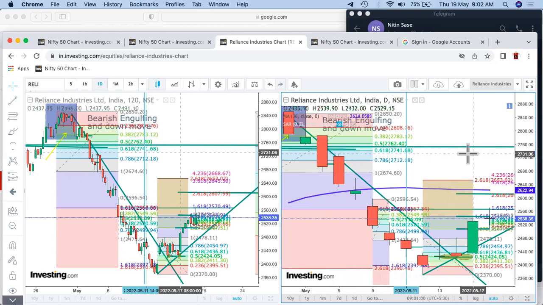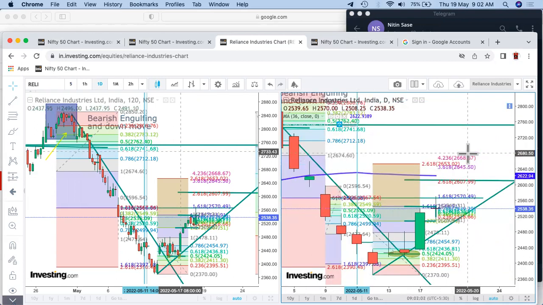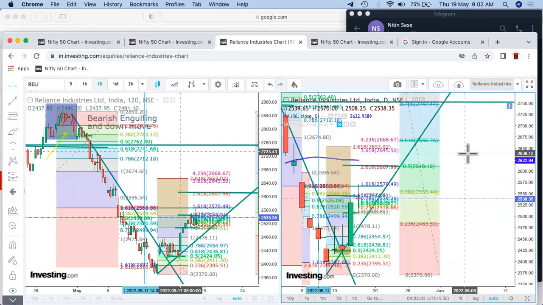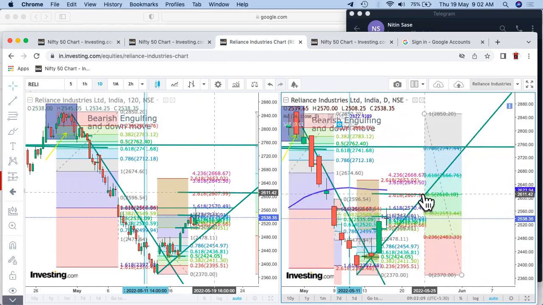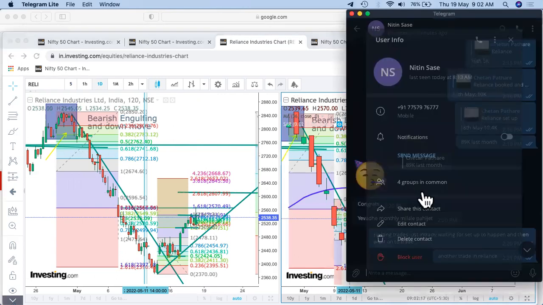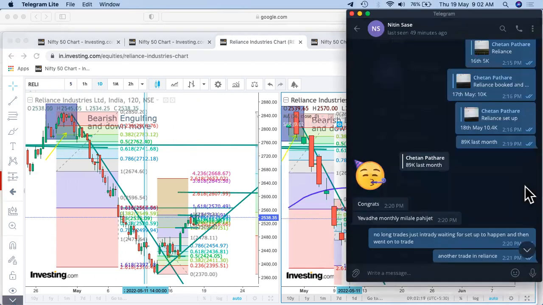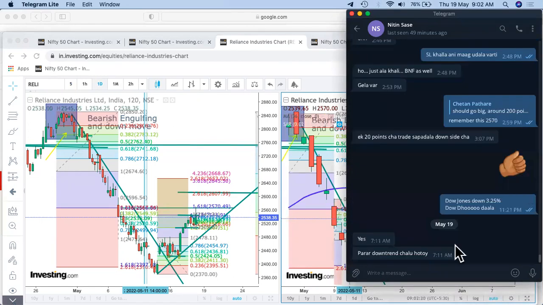So let's see, I'm thinking that the market should be moving up somewhere around the 0.5 level, at least 2610. But yesterday, if we check, Dow Jones was almost down by a hefty percentage. It was almost down by 3.5%. So let's see how the market opens today. It's almost 9 a.m. now, and we'll be able to see that, right?